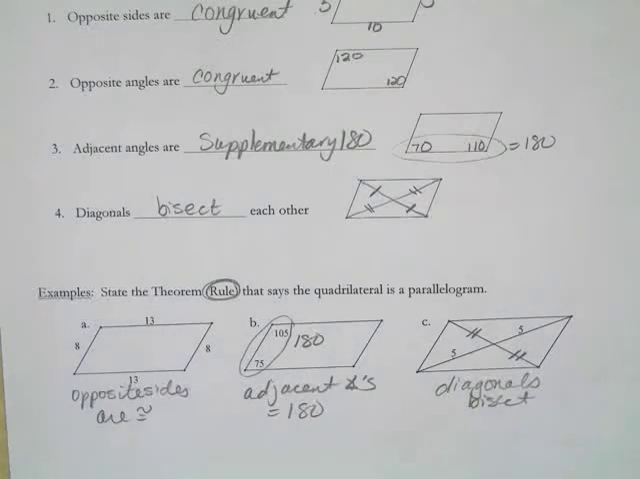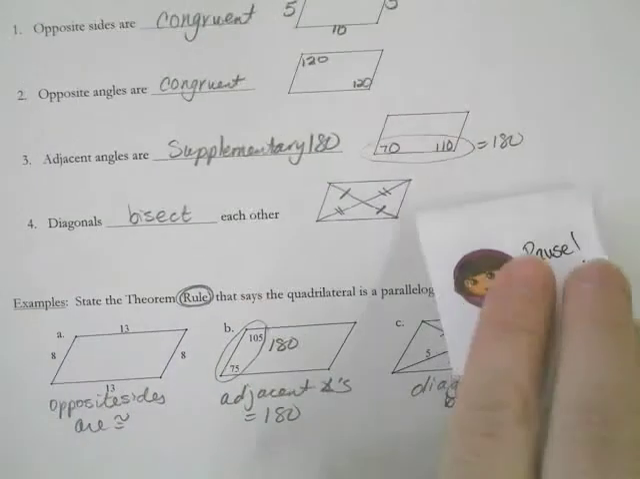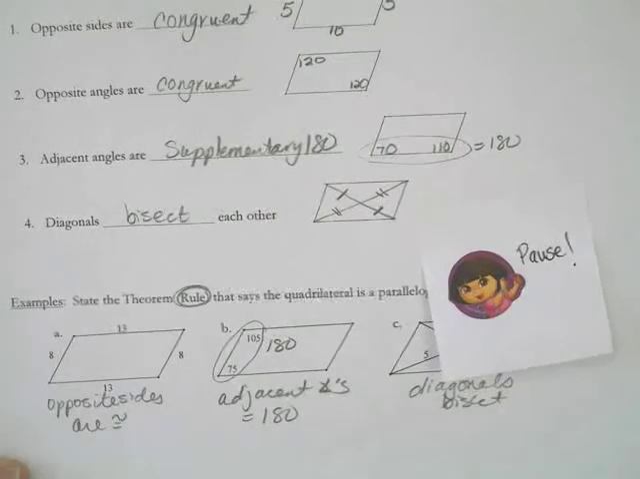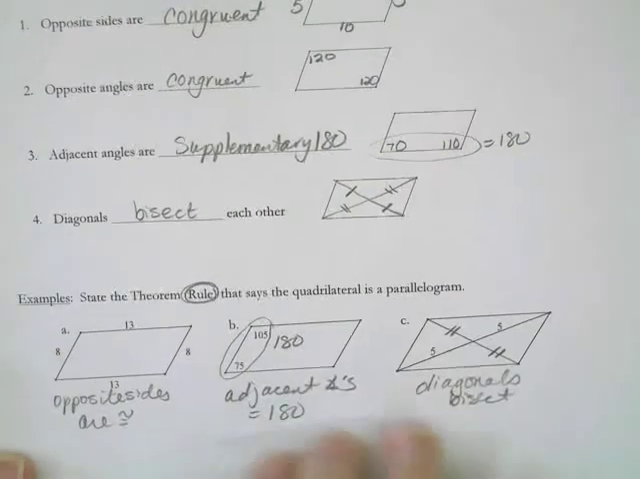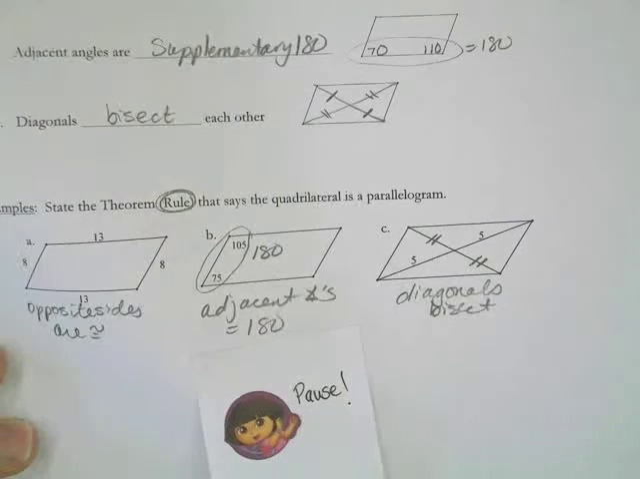Okay, so let's hit the pause button so you can go ahead and get caught up if you're behind. And I put Dora in a bad spot. So there's Dora, so you can get caught up on those.